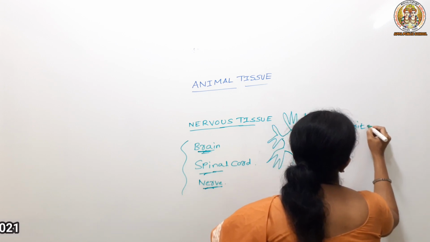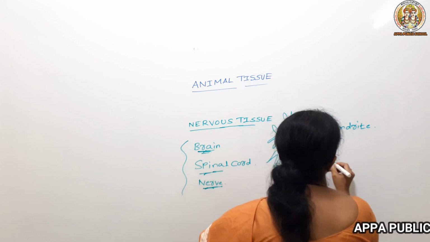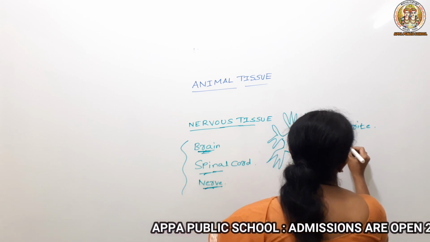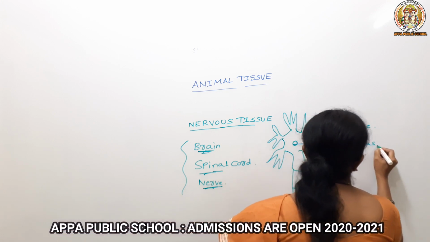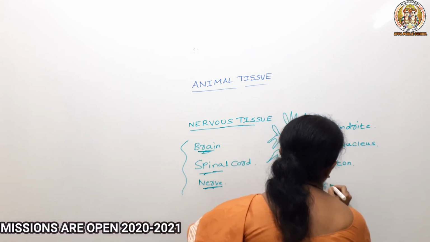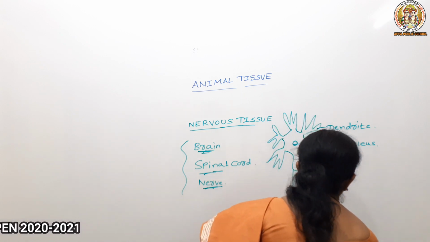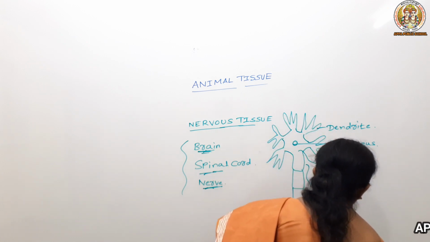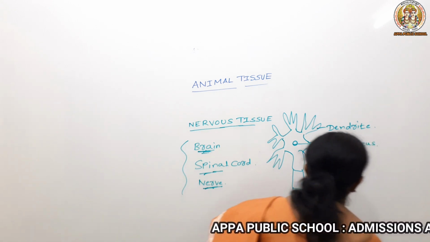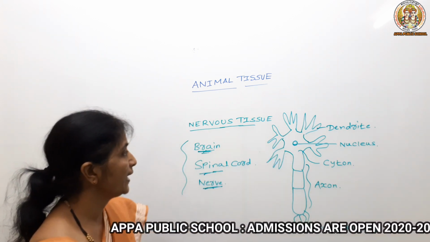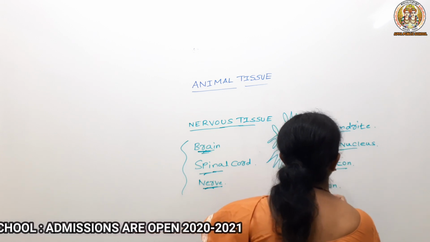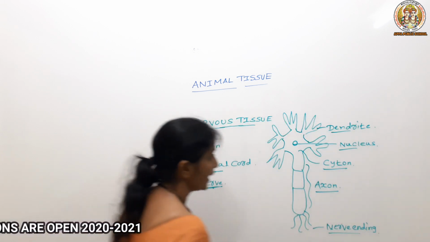This is the dendroid, and this is known as the cyton or the cell body, and this is the nucleus, and this part you can see is the axon, and this is the axon terminal or the nerve ending. So these are the main different parts of a neuron. It consists of dendroid, nucleus, cyton, axon and nerve ending.